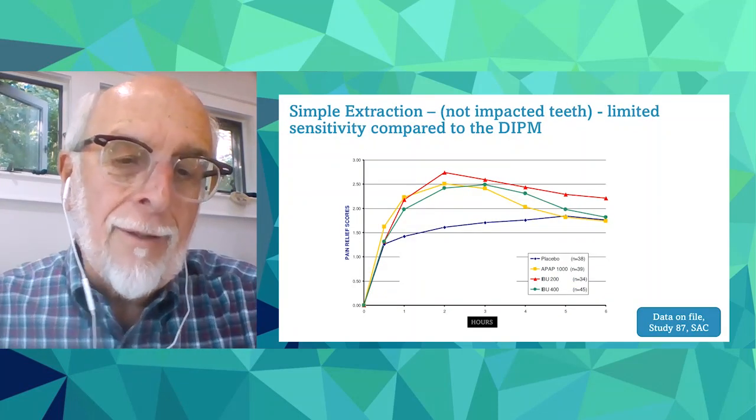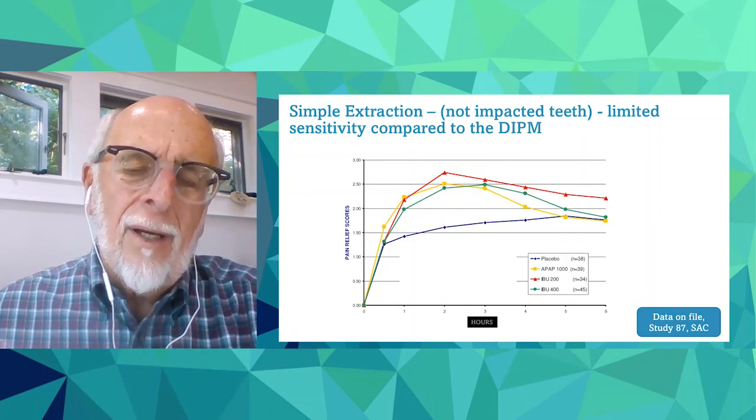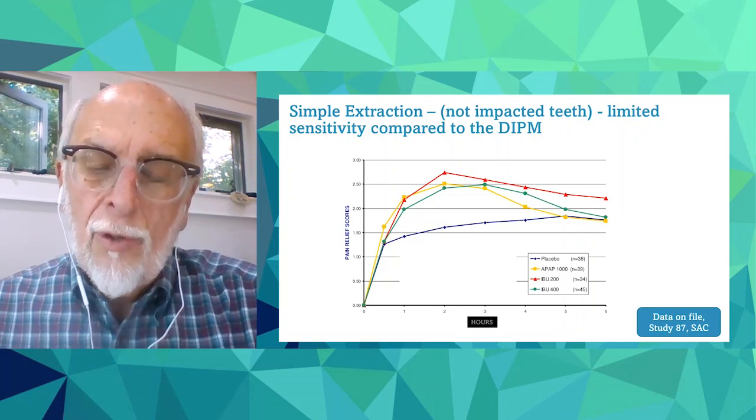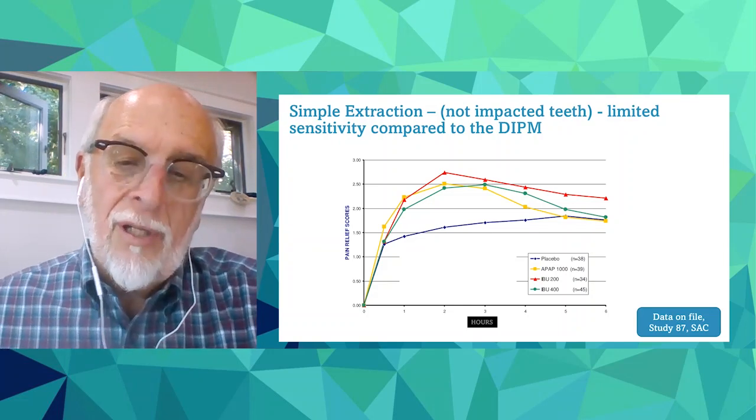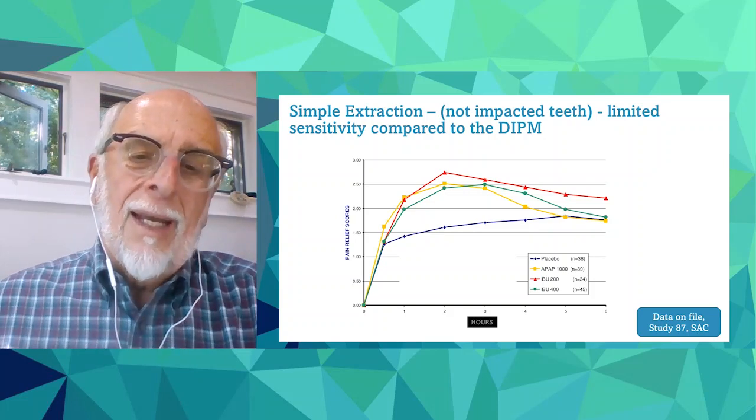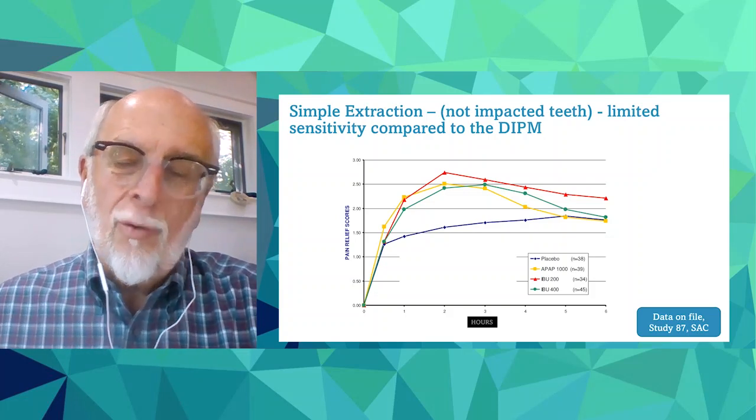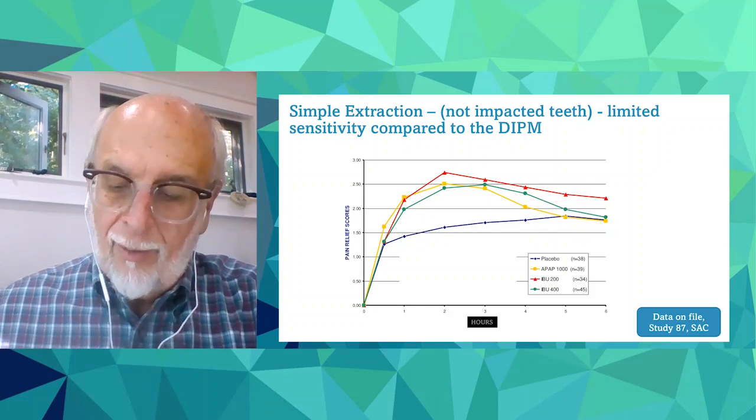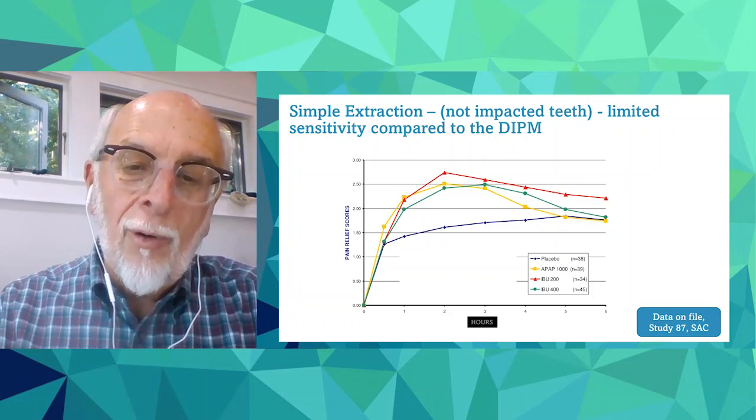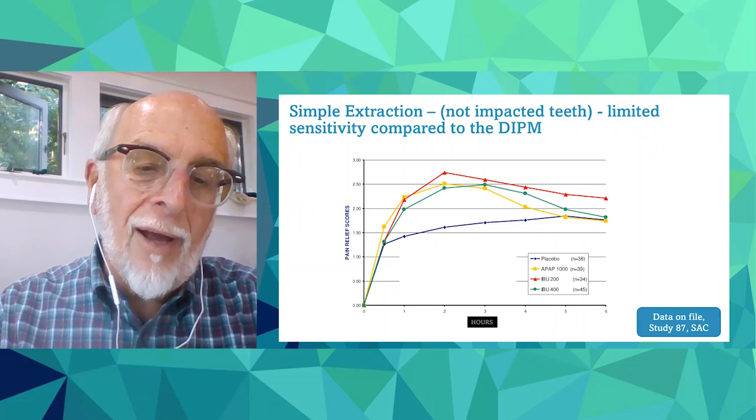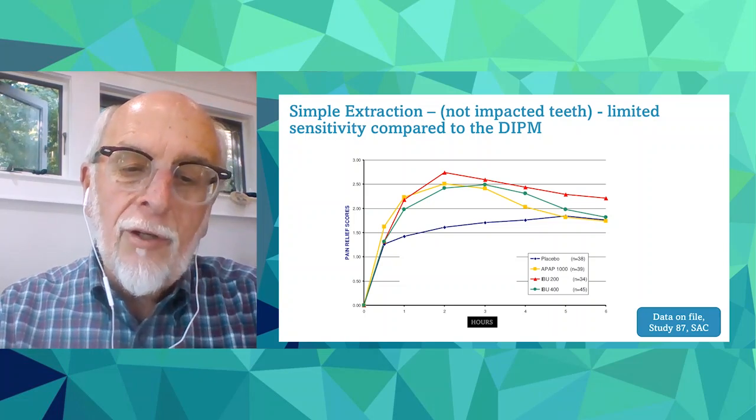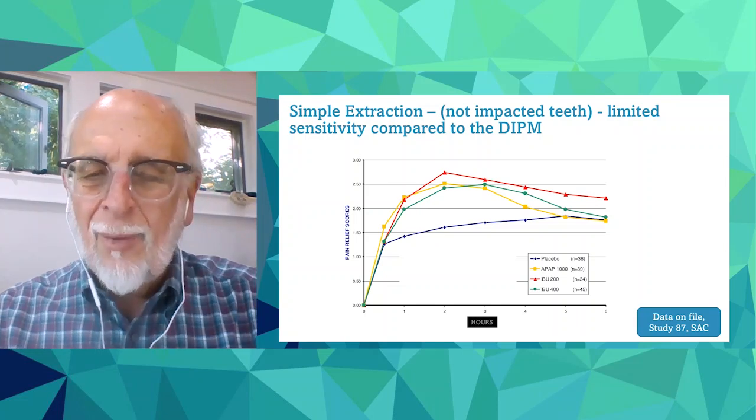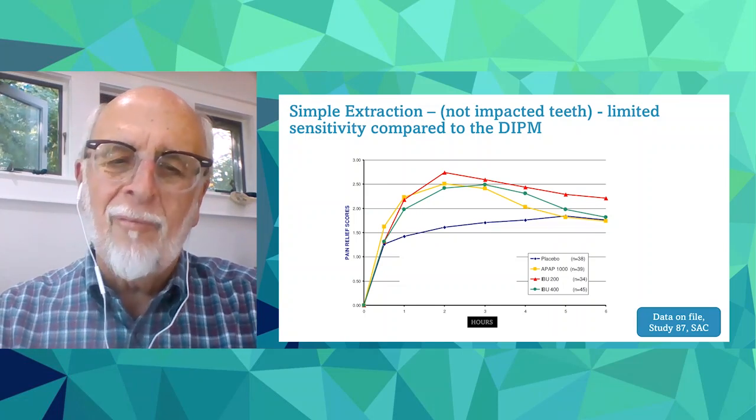So this next slide is an example of results. These were studies. This is one of the first studies that Stephen Cooper did, and he did this study on simple extraction. That is, these were non-impacted teeth. And the blue line at the bottom is the placebo effect. What you can see with the placebo effect is that it just sort of increases over time and gets a little bit better. It gives you some idea. This is a pretty mild level of pain.